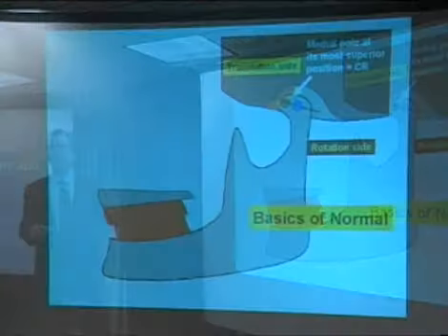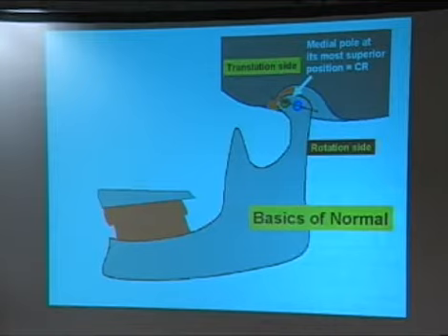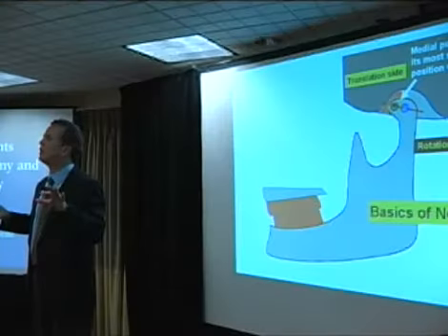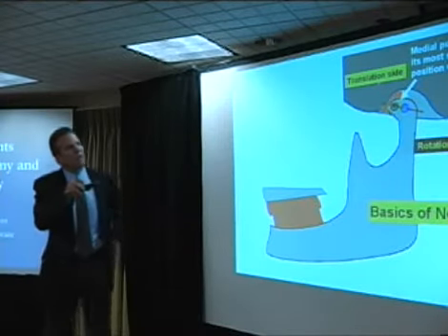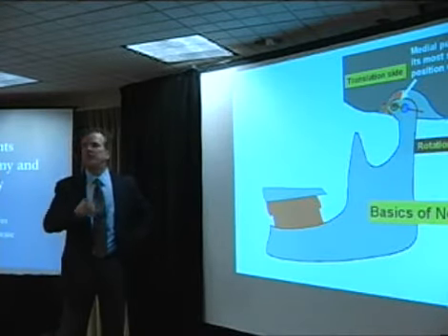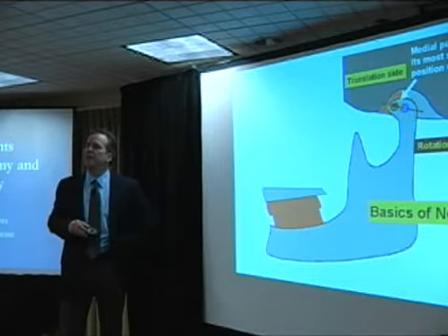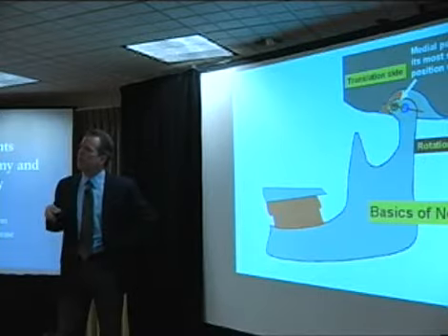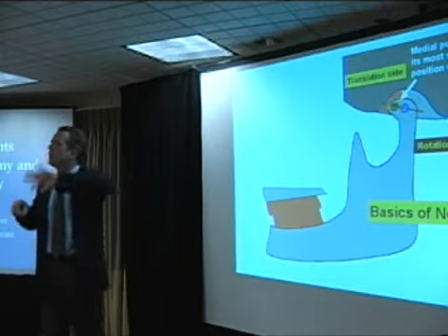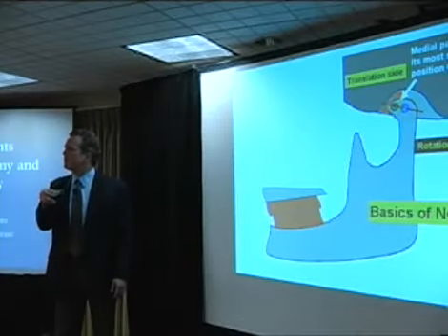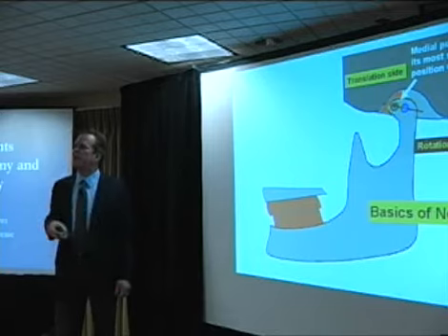There really is two interfaces happening in this joint. This disc separates the joint into two articulations. There's the articulation of the eminence to the disc and the articulation of the condyle to the disc. They are independent of each other in what happens on either side. We'll call this the translation side of the disc. This is the rotation side of a disc.